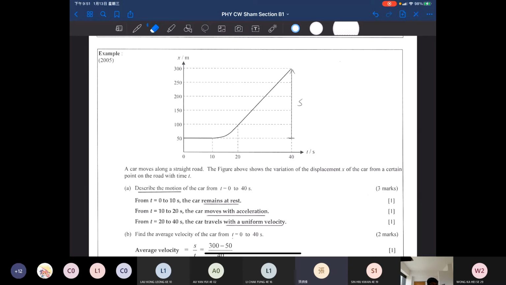For example, for this one, you have to divide it into parts. In the first part, you can see that the displacement is not changing, which means that it is at rest. And then from t equals 10 seconds to t equals 20 seconds, it is accelerating. This is a curve.